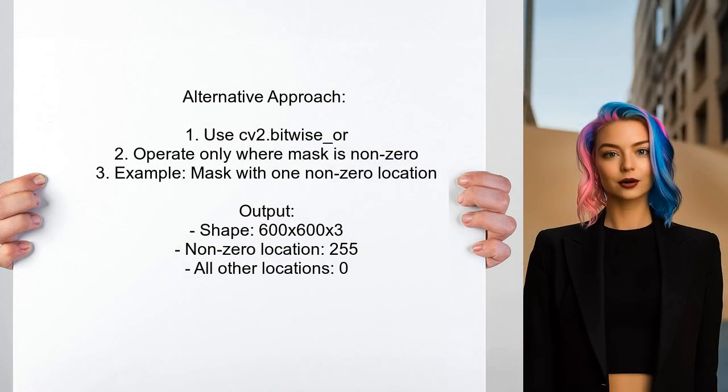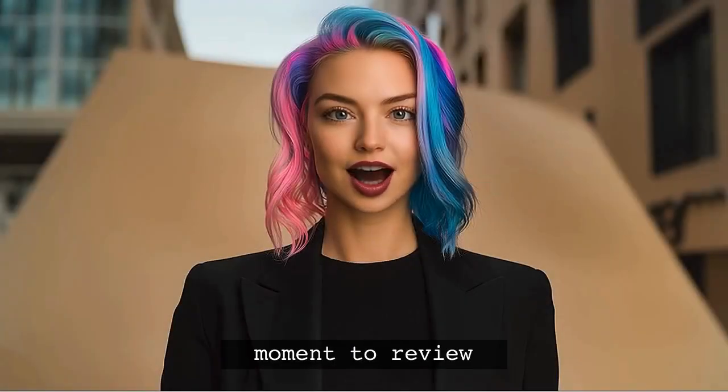This user explains the bitwise AND operator in OpenCV. They suggest using the cv2.bitwise_or function, which performs a bitwise OR operation on two source arrays, but only at locations where a mask is non-zero. For example, if you have a mask with one non-zero location, the output will reflect the OR operation only at that point, while the rest will be zeros. Let's take a moment to review another user's answer.